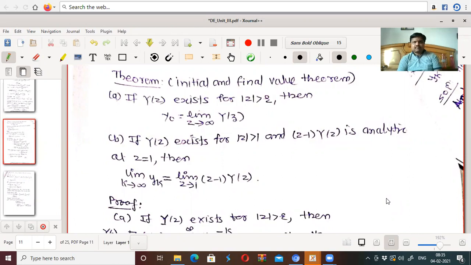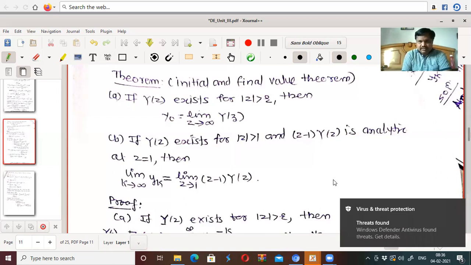In this lecture we will see the use of Z transform, that is, applications of Z transform. We have seen the applications of Laplace transform in solving differential equations. In the same way, we can use the Z transform in difference equations, means for the solution of difference equations.